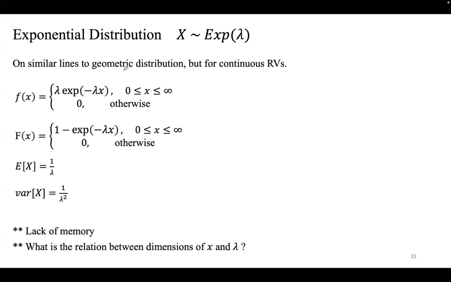So remember, for geometric distribution, the case was where is the first success coming? So here, exponential distribution is also for that. Where is the first success coming? But it's for continuous random variables. So again, only the positive side of the quadrant, between 0 and infinity. That's lambda e to the power minus lambda x. And the CDF here is going to be 1 minus e to the power minus lambda x. That's the CDF. The expectation and variance are 1 by lambda and 1 by lambda square respectively.